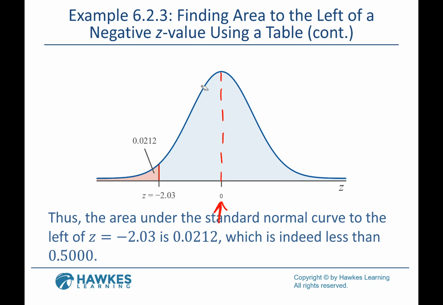That's area to the left. Since our tables give us area to the left, finding the area to the left of a z-value is the easiest scenario. We just look it up, and the table gives us the answer. But we don't always want to know the area to the left of something. So let's look at another one.